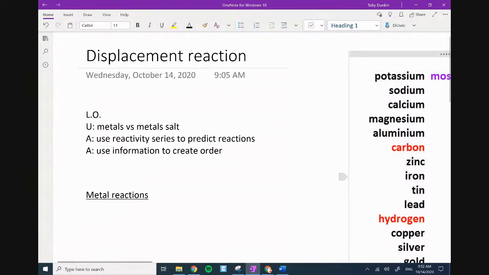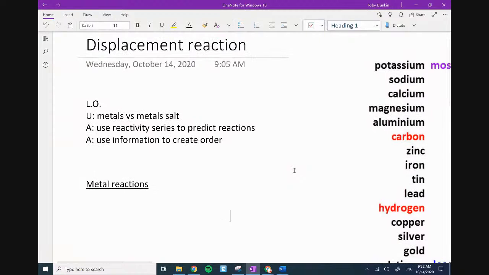I want you to understand what a metal salt is and have that really clamped down, and to be able to give me answers to those kinds of questions in terms of naming the metal salts and the reactions they're going through. Next one is to be able to use the reactivity series to predict reactions, and then be able to use information to create an order. Now that one there, holy moly, that's tough.